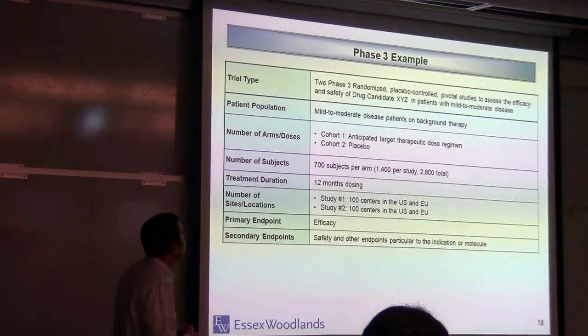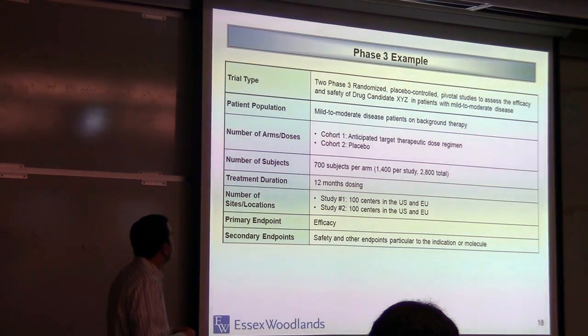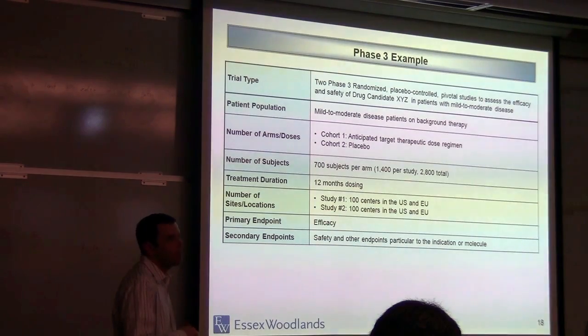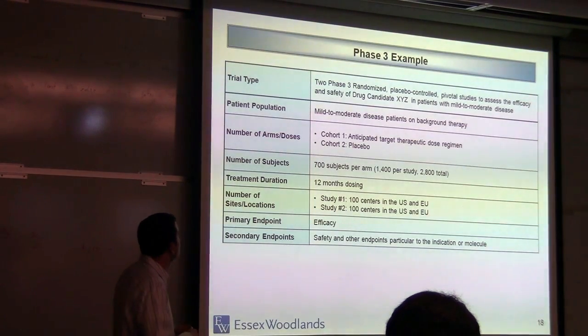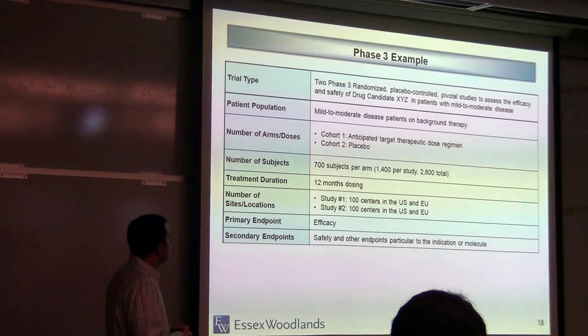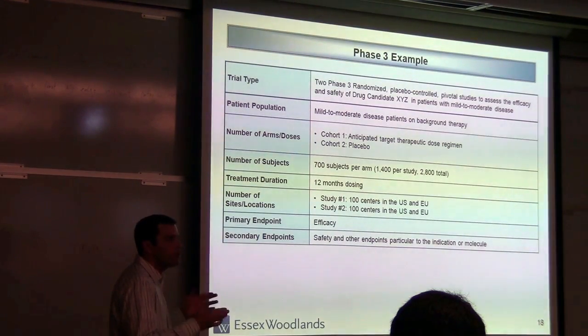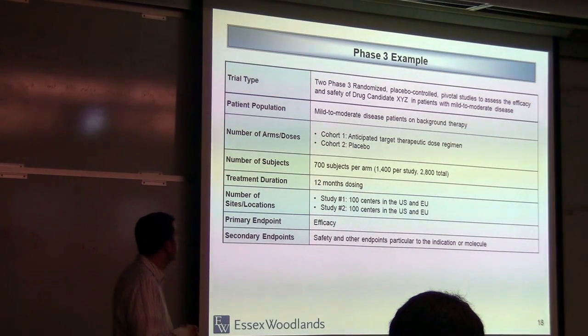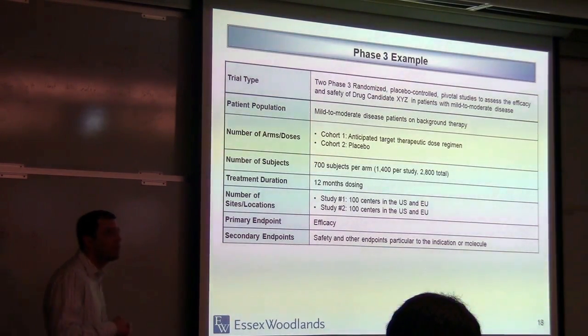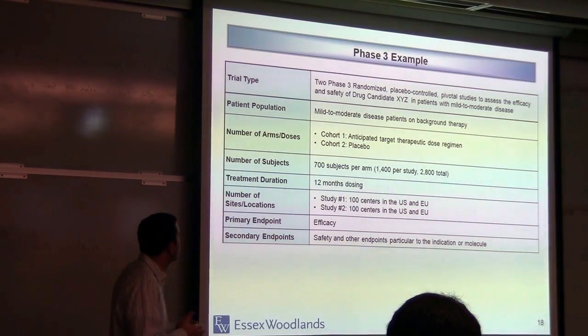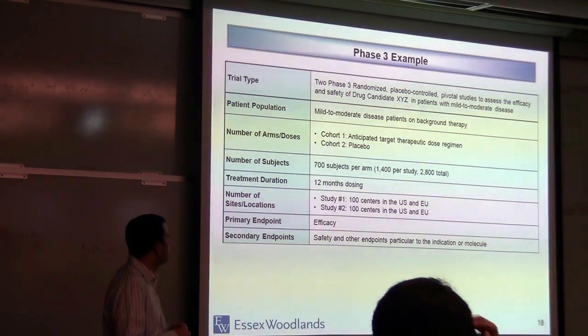As always, randomized, placebo-controlled. Your pivotal studies, in the same example I've been using, mild to moderate patients. Here it's more in the clinical setting, so they may be on background therapy, whatever the standard of care is, they're on it as well. You'll probably have 2 arms. Here, you're not looking at dose ranging anymore. You're going to have what you think your target therapeutic dose regimen is, and you're going to have a placebo. Large study could be 700 patients per arm, so you can have 1,400 patients in each study, 2 studies. You have almost 3,000 patients that you're tracking. Not uncommon in a large study like this.